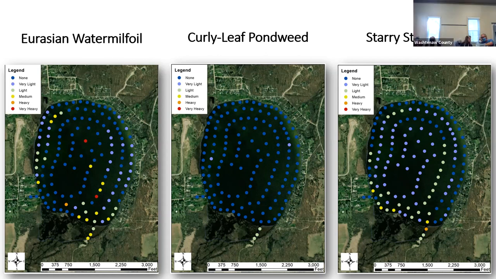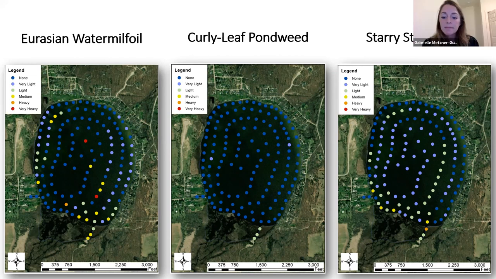Yes. Okay, perfect. And the starry stonewort worries me probably more than the milfoil. The milfoil we seemed to be able to knock down very easily the last time. Mm-hmm. And based on your other chart, it looks like the starry is increasing. And this is the weed that covers the bottom and reduces the spawning areas for the fish.